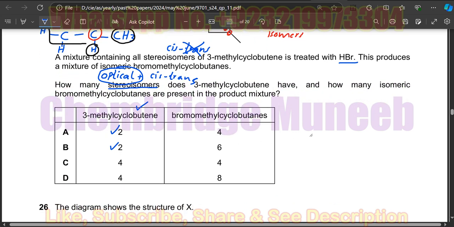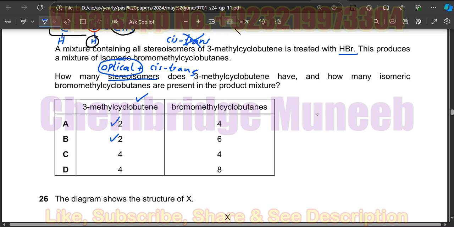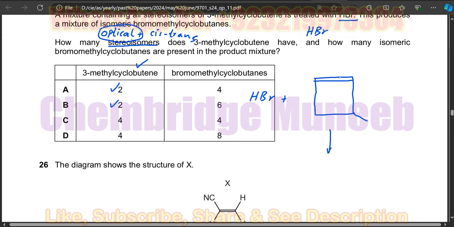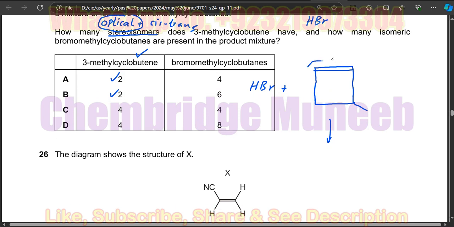For this purpose, I am going to draw the skeletal formula of the same compound again. We have this compound and there is a methyl group present here. The HBr has to be added to this molecule, or I can add HBr over here. HBr will be added into this compound. Now when this HBr is added, the double bond will be broken from this position, and a bromine will be added on one side of the carbon and hydrogen will be added on the other side of the carbon.